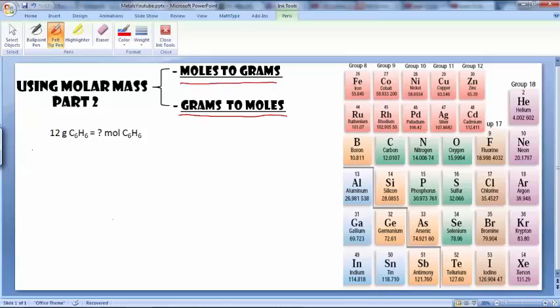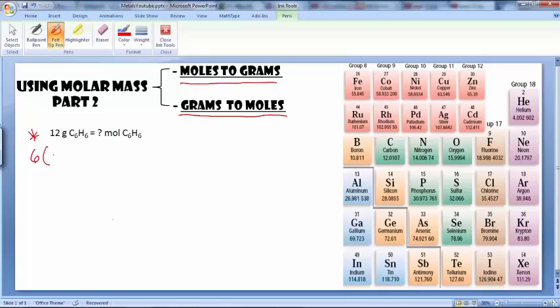So here we have this problem that asks for 12 grams of C6H6 is equal to how many moles. So the first thing we need to do is calculate our molar mass. So let's begin to do that.